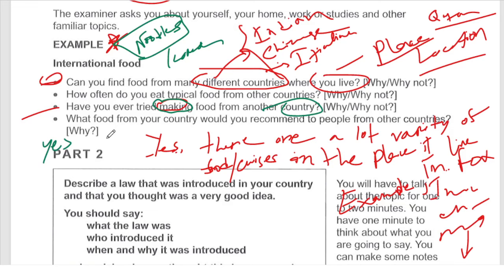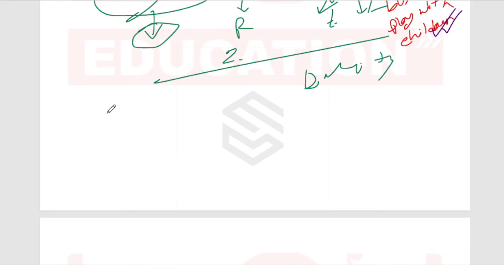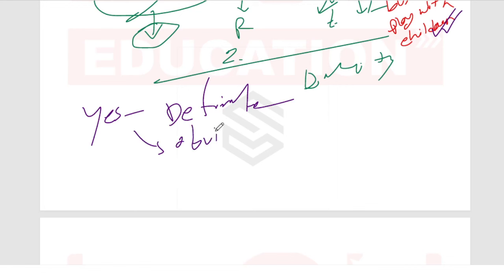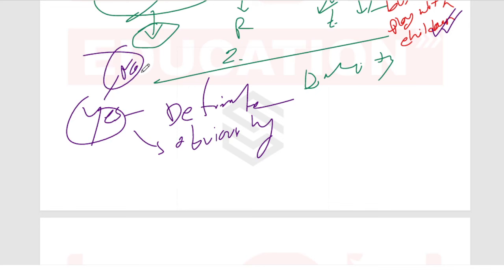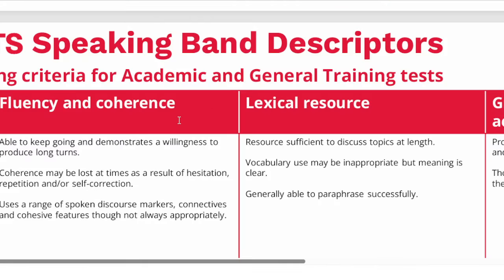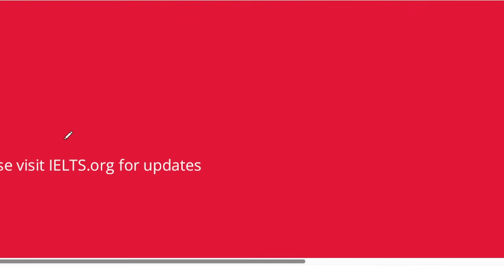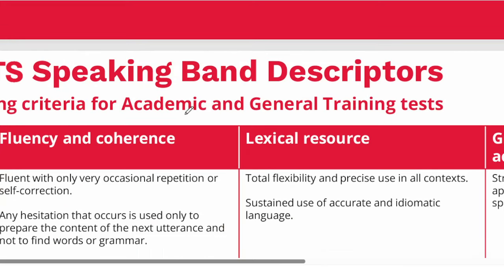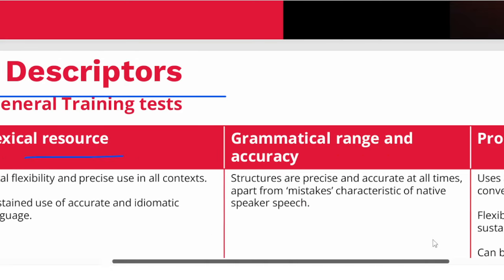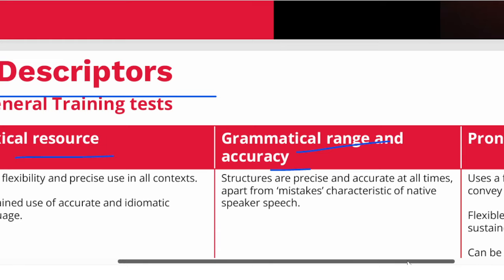There are some similar words you can use instead of yes. For example, instead of yes, you can sometimes say definitely. You can say obviously. Because most of the time, you need to start your answer with yes or no, it is better to know some synonyms so that you will be able to use them. Because if you look at the band descriptors, teachers will always score you based on the band descriptors. There are four criteria of band descriptors: fluency and coherence, lexical resource, grammatical range and accuracy, and finally pronunciation.